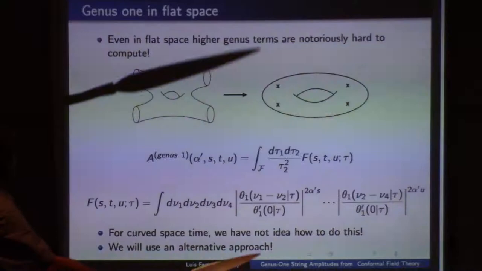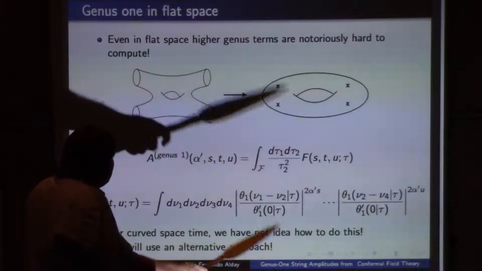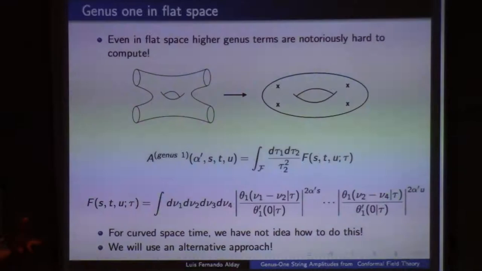Another problem is that for curved spacetime, imagine that you are not in flat space, you are in curved spacetime, and you would like to consider string theory in another space, we have no idea how to do this. We don't know what the prescription is to compute this, even in principle. You don't know what integral to write down. Here you need the expression for the vertex operators, and these vertex operators, even for the graviton states, are not known in curved spacetime. Now, in this talk, and suggested by my previous two lectures, we will use a completely alternative approach, and we will try to compute this quantity in curved spacetime.